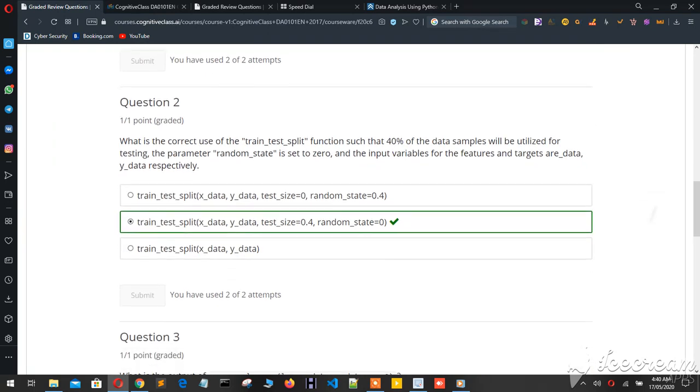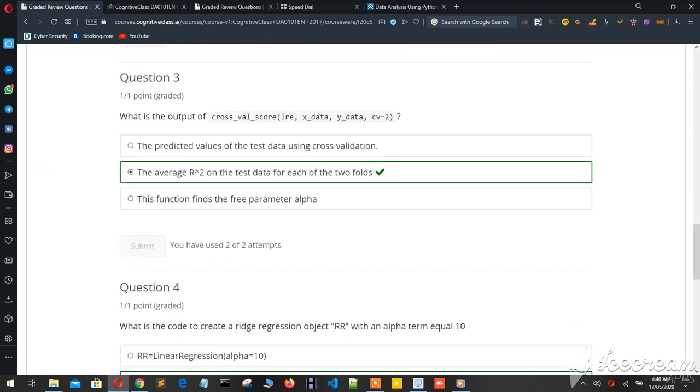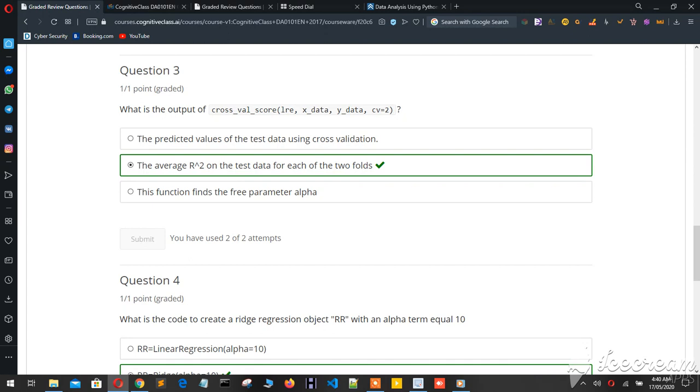And for question number 2, the answer is train_test_split(X_data). The variable is the same, but random_state equals 0, not 0.4. So question number 3 is here. The average R-squared is equal to 2 on the test data for each of the two folds.